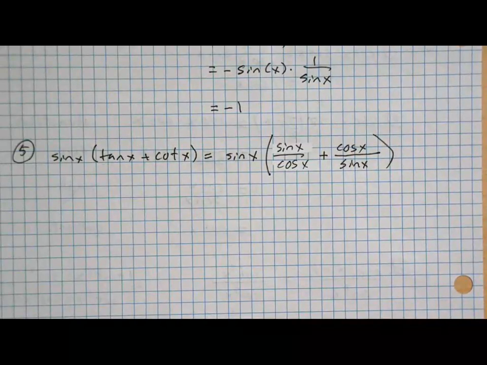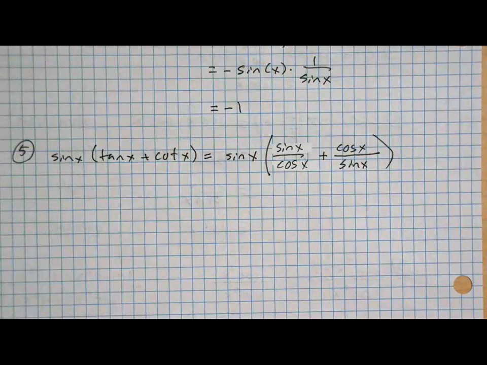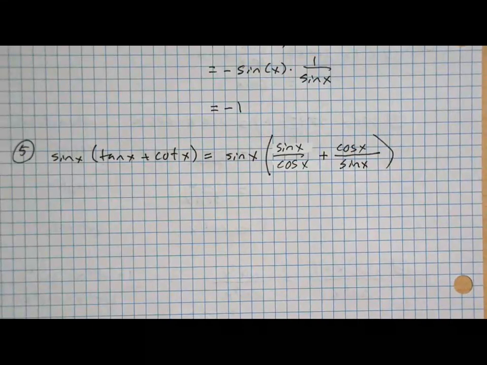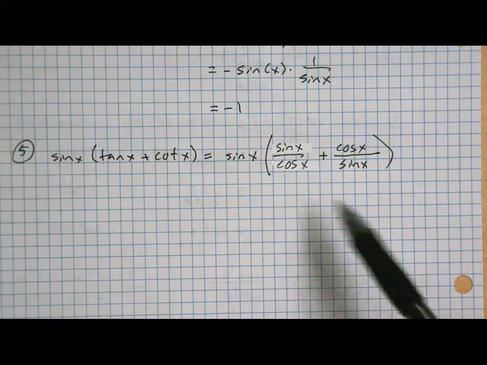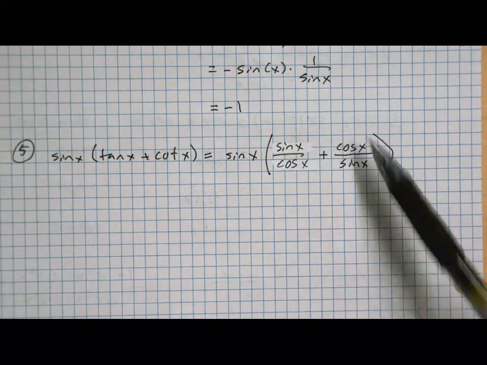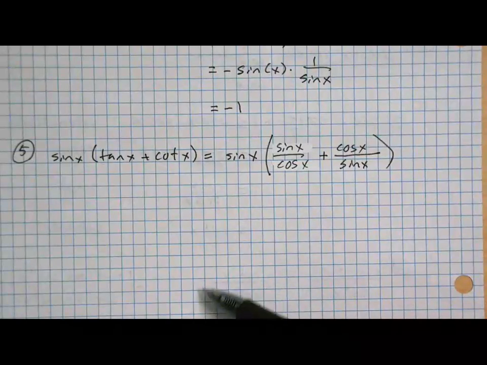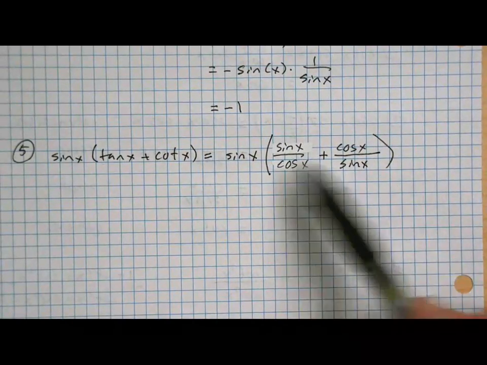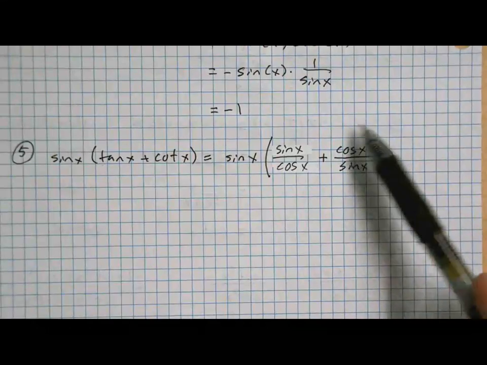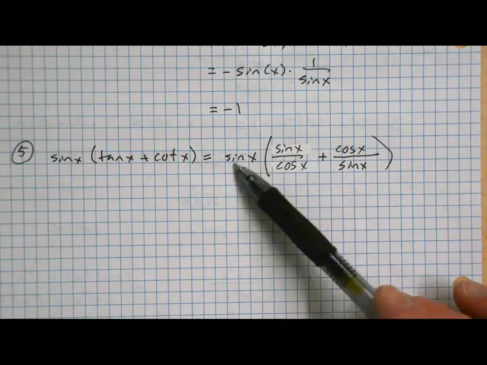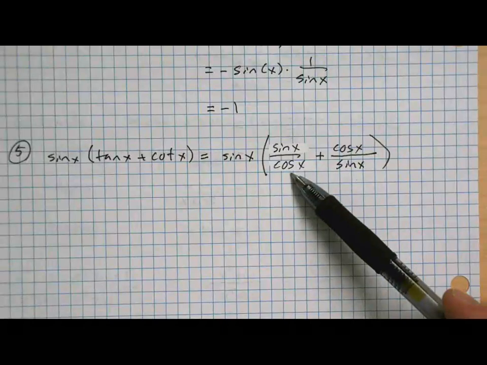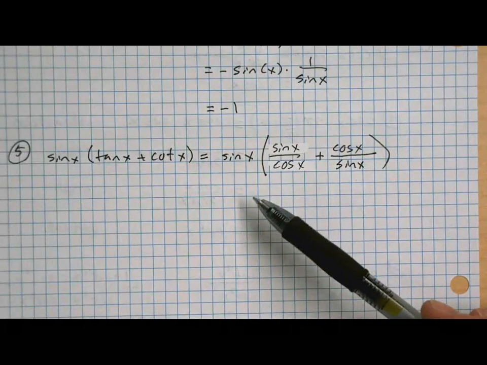What to do from here? So I see a couple pathways going forward from here. One would be to distribute this sine x into both of these fractions and multiply them both by sine x. Nice thing is that would cancel this. This would just become cosine x, and this would become sine squared x over cosine x, and then we're going to have to deal somehow with that.